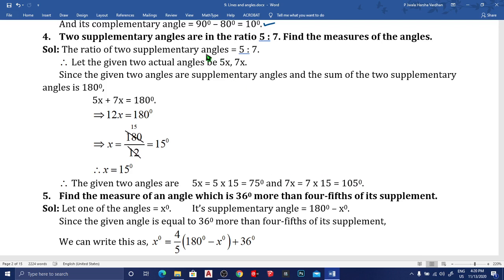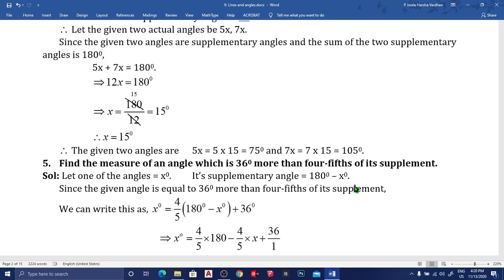For these problems, you have to take the actual angles by multiplying the numbers given in the ratio with the same variable, maybe x or y or p. 5p plus 7p you can take, 5y plus 7y like that, or 5x plus 7x. Then you can find the x value and substitute it to find the actual values. So this is the fourth one.